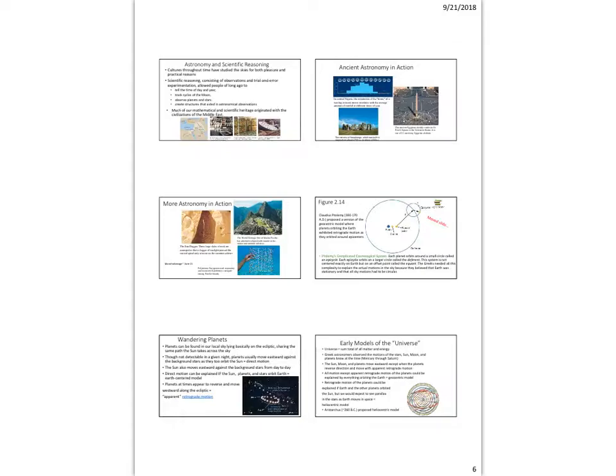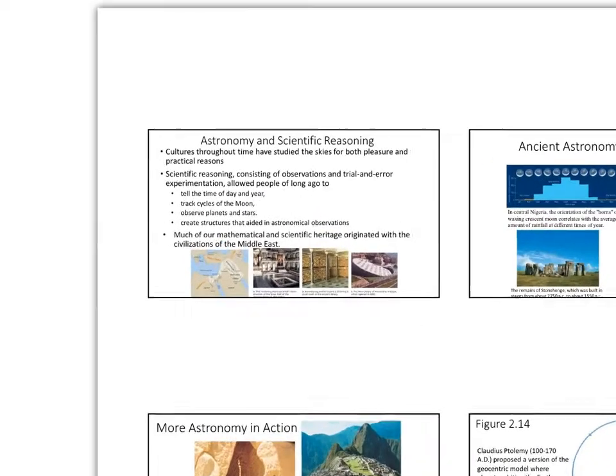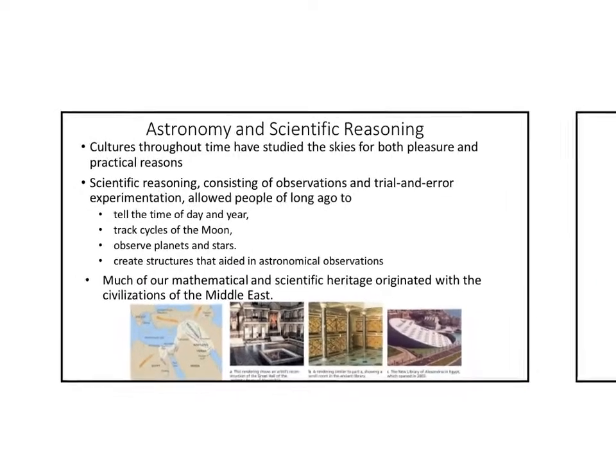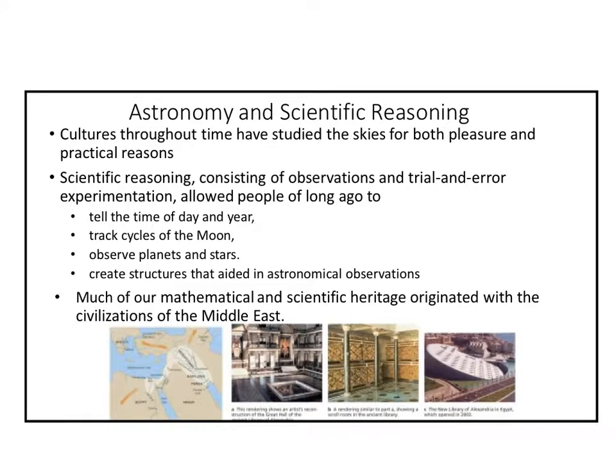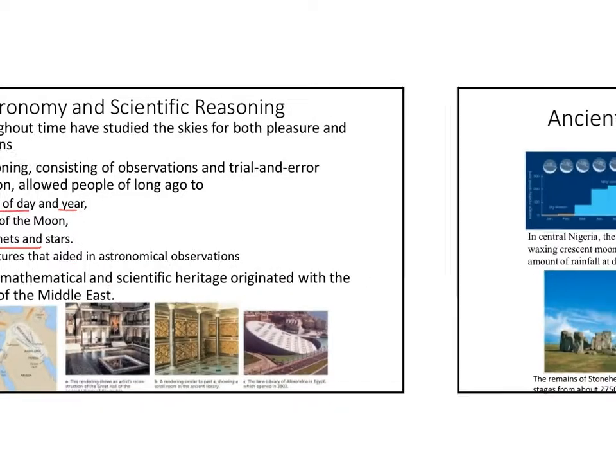The next one, historically, what have we used the observation of the sky for? And I have a couple slides here. Cultures have used the motions of the moon, the sun, the planets, and which star systems or constellations they see, to understand the time of day and the year, and to track the cycles of the moon. They observed the planets and the stars, and they definitely created their own observational places that were key to what they saw.